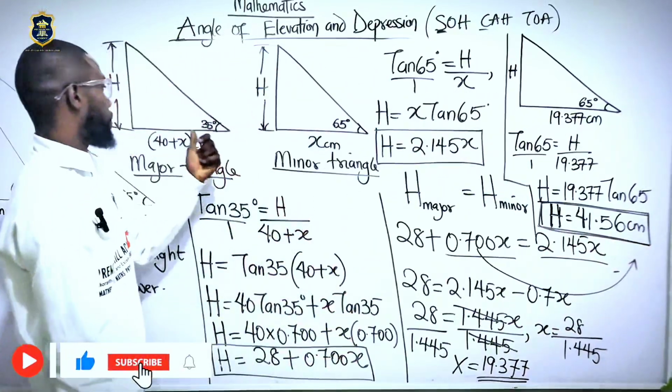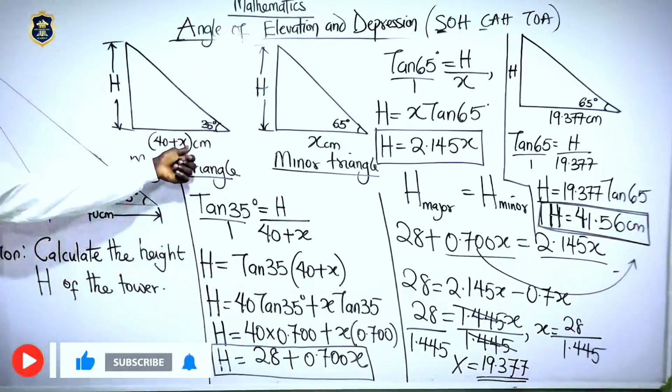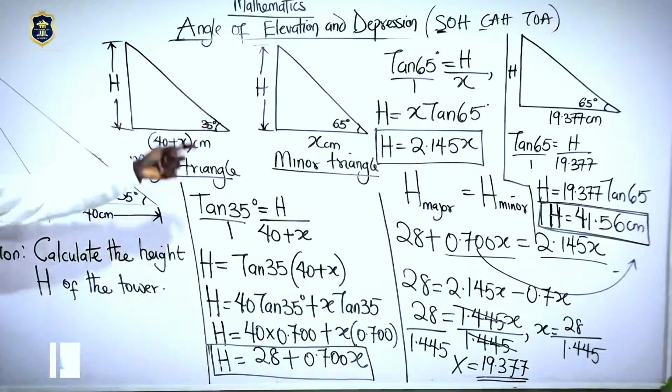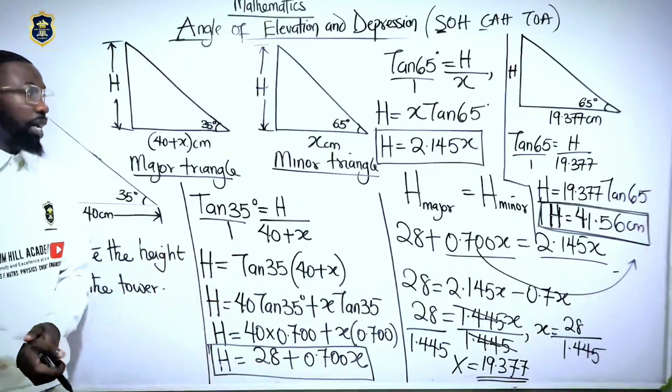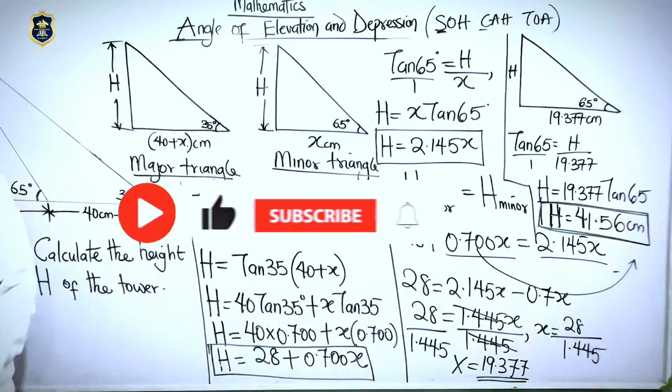You can also try this for this one, fixing the value of h here, add them up, and then do what I did there. So you see how easy it is. Very, very easy. You can find the height and follow my simple steps.